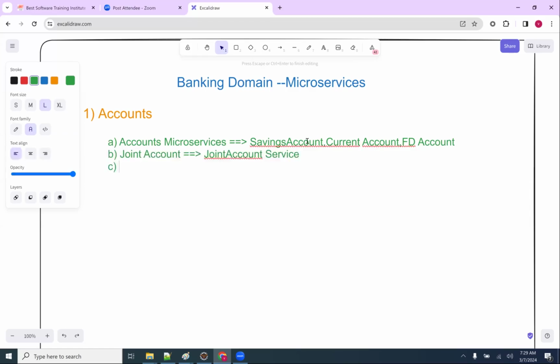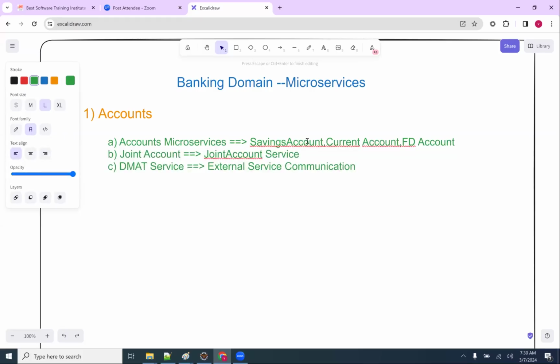Third one is what? Demat service. Because this account should be created with the stock market. A trading account should be created at the National Stock Exchange or Bombay Stock Exchange. That means external service communication. The other accounts are only within the bank, but demat service should communicate with external services also. This is also a completely different functionality.